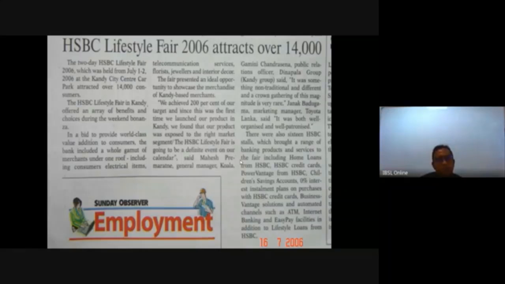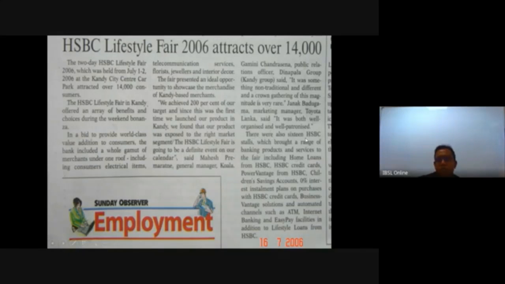Okay, come to BMICH or come to Kandy City Center and get information about our products and services. All right, so that's a good platform for HSBC to create awareness.